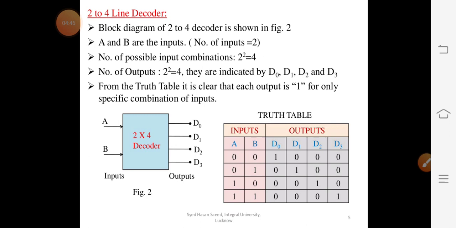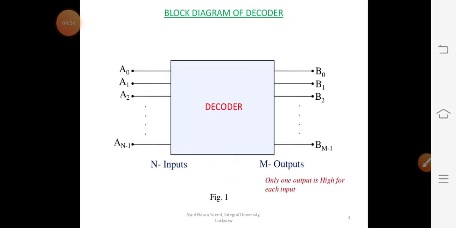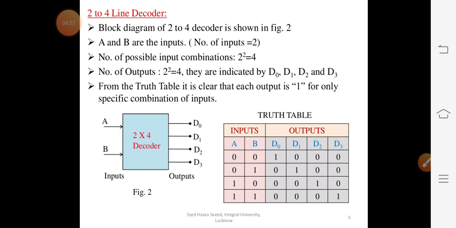Now next is 2 to 4 line decoder. Now look here, this is more important than the previous one. Like the block diagram, you do not have to read it, you only have to focus from here. Now look at the first one.